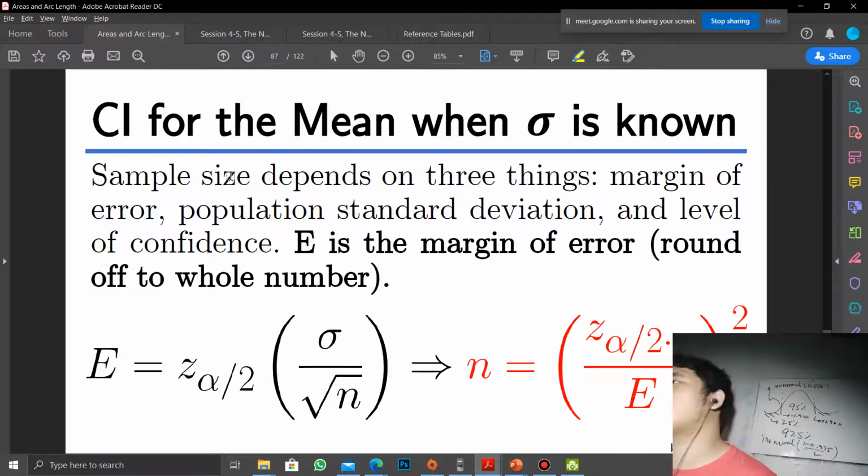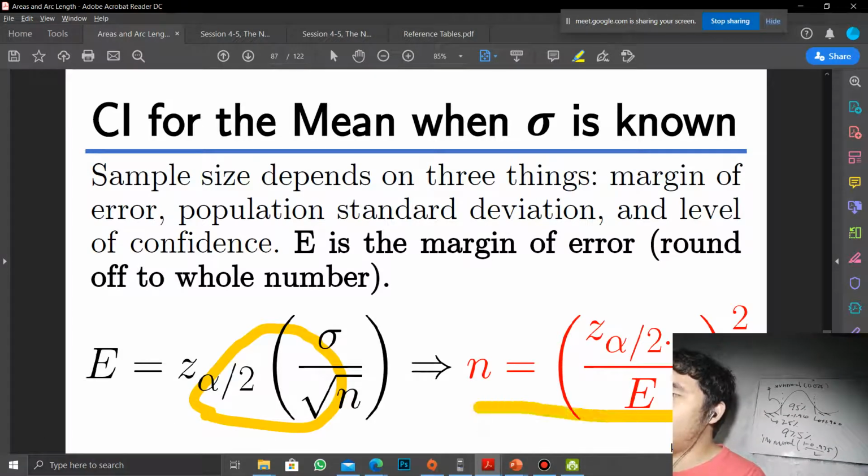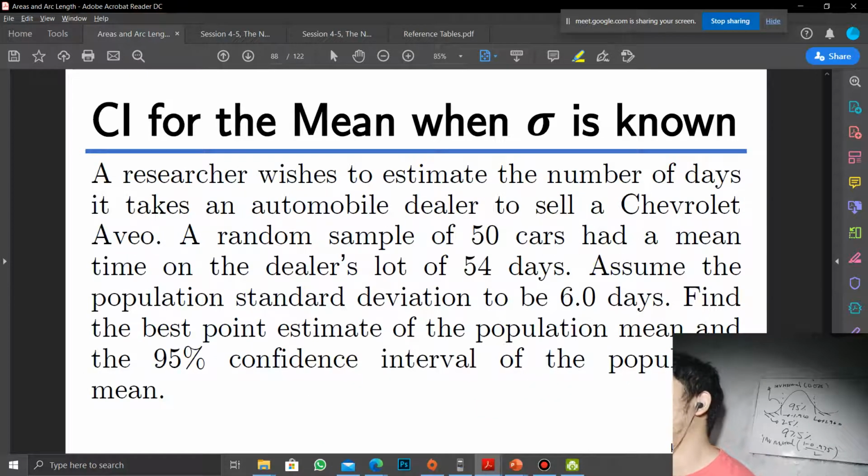The sample size depends on n, right? What's the right sample size so that it fits within the margin of error? That's the question. So, it's based on the margin of error. Solve for n, and you get this formula. I'll post this now so that you have the formulas already. Here's an example.